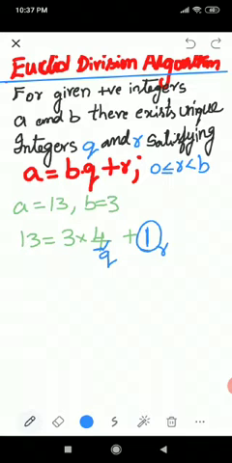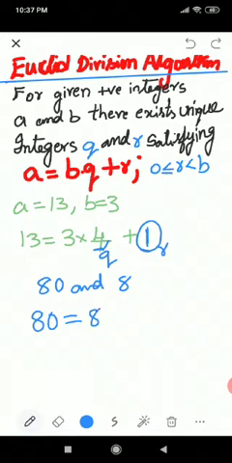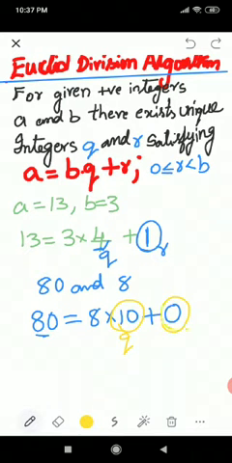For example, if I take 80 and 8, how can I write this? 80 is equal to 8 times some multiple. We know that 8 tens are 80, so we get the full number, and the remainder is 0 here. This is the quotient q, and this is our remainder r. Like this we can represent unique q and r. We get unique q and r for each and every given positive integers a and b.